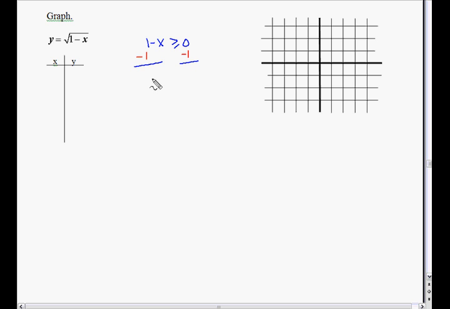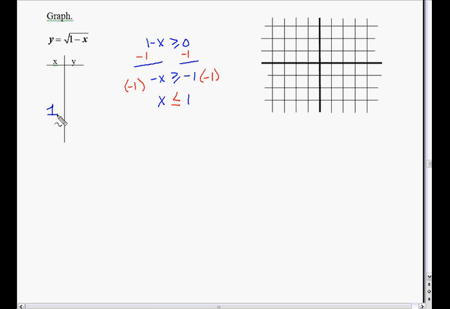We'll add negative 1 to both sides of the inequality. The opposite of x is greater than or equal to negative 1. And now we need to get rid of that negative sign. So we can multiply both sides of the inequality by negative 1. But when you multiply by a negative, it changes the inequality. We have x is less than or equal to 1.